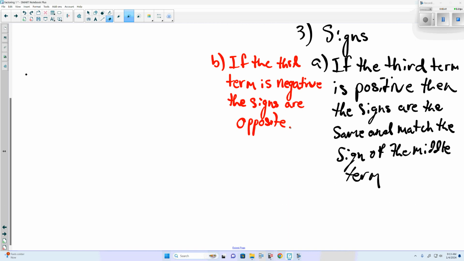Yes? What's the red third letter? Third? Yeah, so this should be third. If the third term is negative, then the signs are opposite. And that should be then. And the signs are negative, opposite.